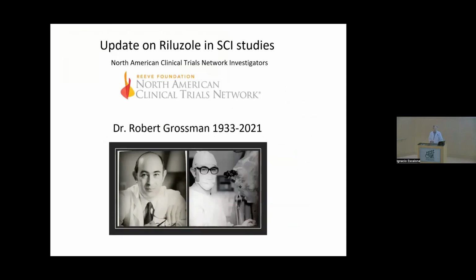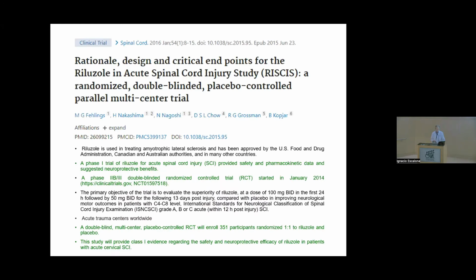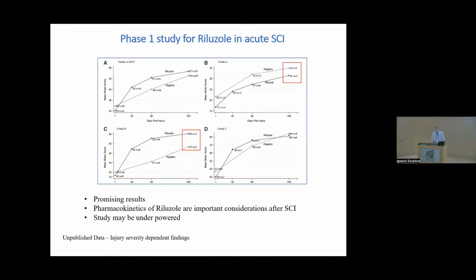Riluzole, you know all about that, a sodium channel blocker, but now there's excitement that it actually targets some of the excitotoxic mechanisms and cell signaling cascades. And of course, Dr. Grossman, he was a good friend of mine for many years, and he really formulated this North American clinical trial network, and it was really the guiding light to these studies. So the riluzole design, clinical critical endpoints, things like that have been done.